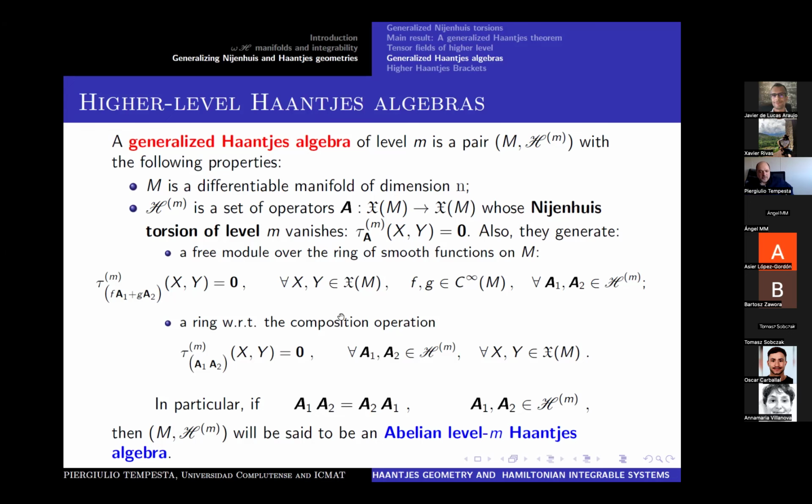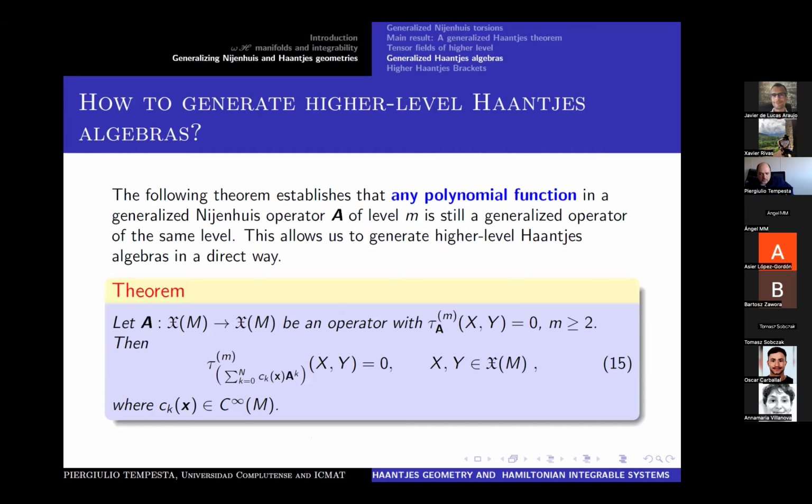Okay, so one can repeat all these constructions, and it is also interesting that the Bogojelemsky theorem can be generalized, because if you have a higher order operator like this, then also a polynomial in this operator is again a higher order operator, meaning that if A has this m level torsion vanishing, any polynomial in A also has again the same level torsion vanishing.